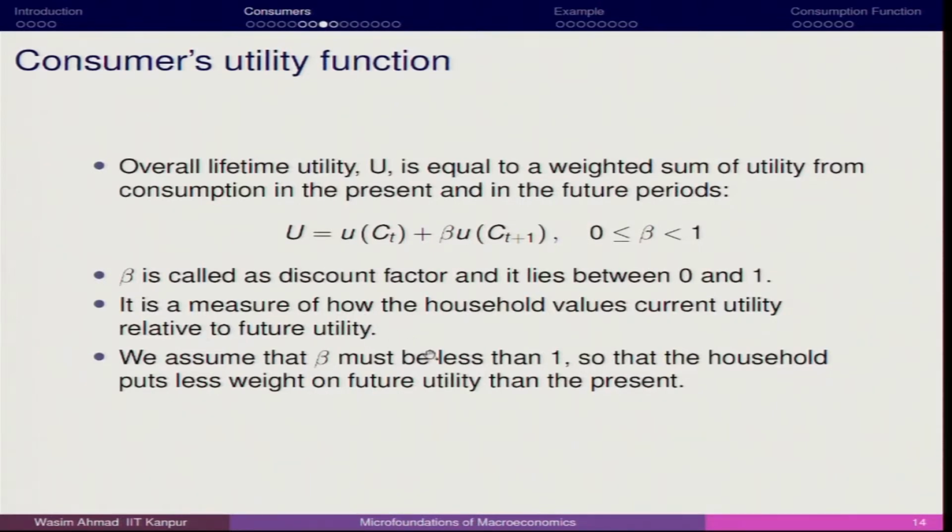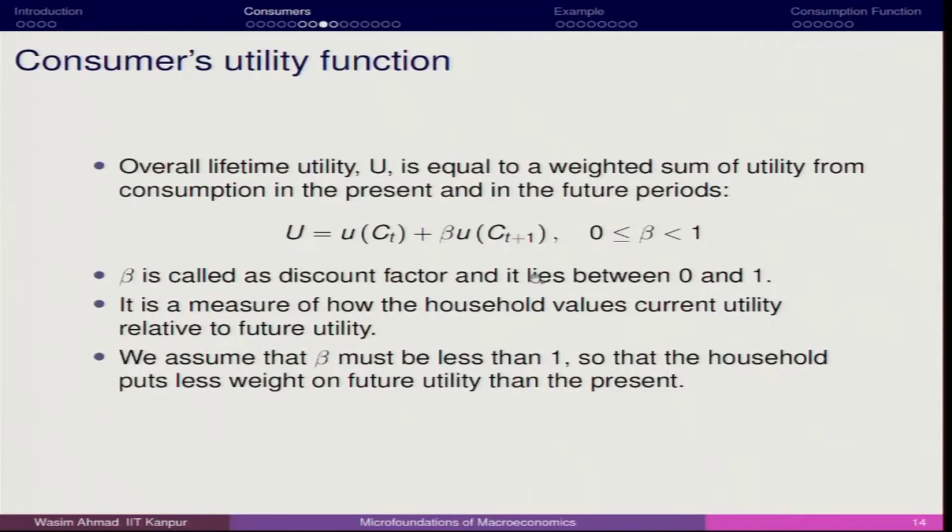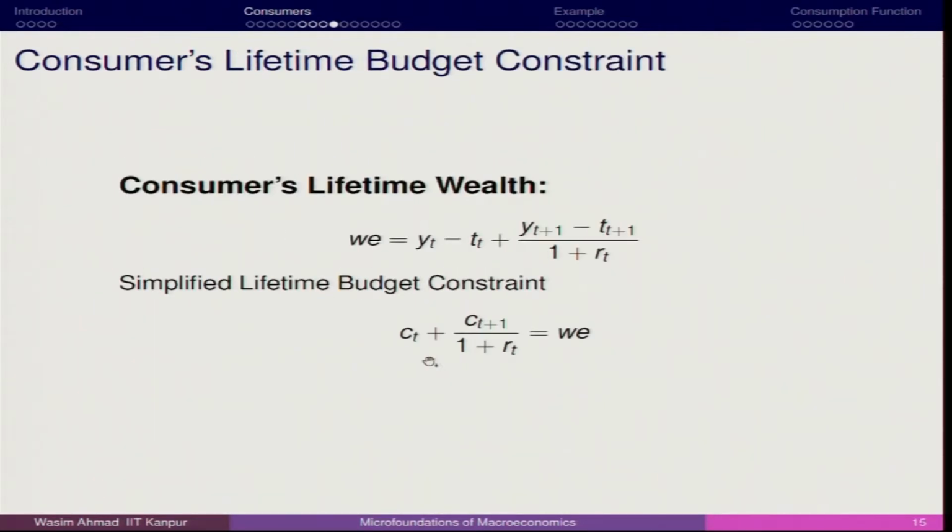It measures how the household values current utility relative to future utility, which means how this particular representative agent is going to decide whether to save more in the current period for the future, or to utilize all his income in the current period itself. We assume that beta must be less than 1, because if it is 1, then there is no point in examining it. So, this is how we put this weight.